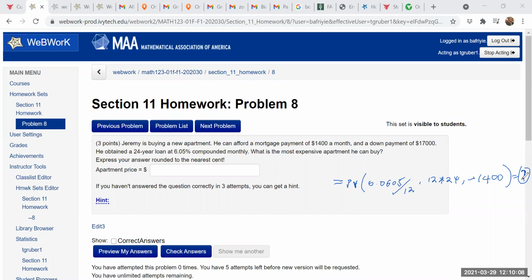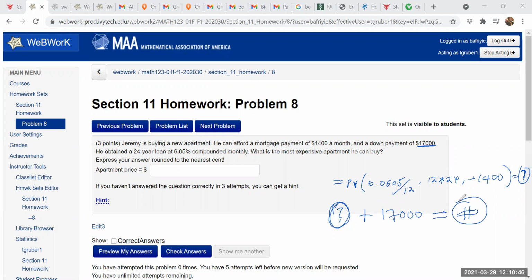But hey, it says that Jeremy can put down 17,000. Is that okay? So in problem number 7, there was no down payment, but in problem number 8, we are talking about a down payment of 17,000. So whatever you have with your PV function, you add, because you are looking at the max that Jeremy can go. So you add whatever answer the PV function gives you to his down payment, okay, and that will be the answer.